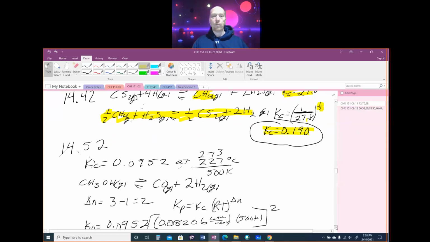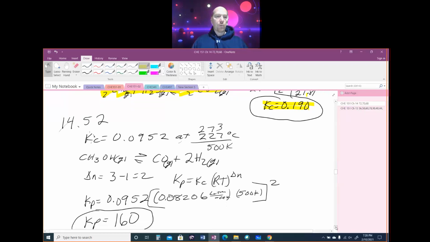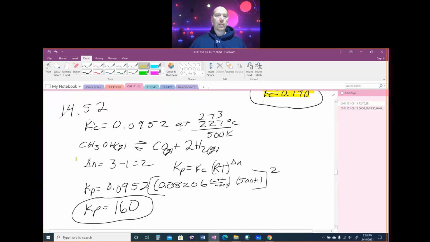You reverse it, you invert it. When you multiply it through by a number, the number here being a fraction, 1/2, you raise it to that power. All right, 1452. The Kc of this reaction is 0.0952 at 227 degrees Celsius. Always convert all of your temperatures to Kelvin, and that is 500 Kelvin.